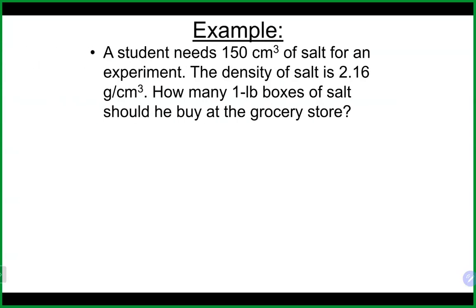A student needs 150 cubic centimeters of salt for an experiment. The density of salt is 2.16 grams per cubic centimeter. How many 1 pound boxes of salt should he buy at the grocery store? As a conversion, you should know 1 pound is 453.6 grams.